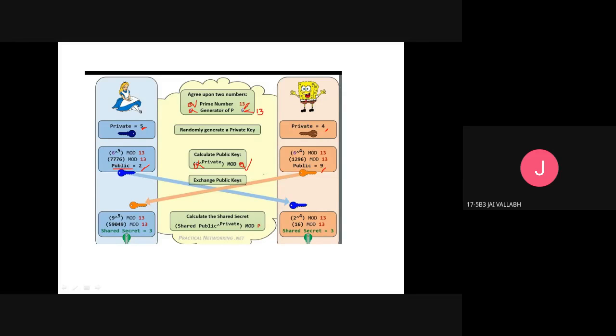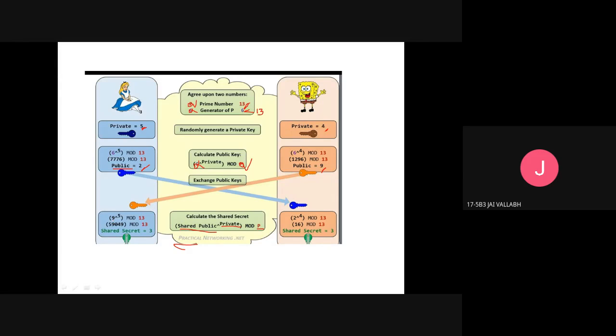Now these public keys will be used by Alice and Bob for calculating the shared secret key, which will not be shared over the network. But they'll have the shared secret key, which will be known to them, and those keys must be the same. For calculating, they'll be using the shared public key to the power of the private key known to them, that is their private key, mod P, where P is the selected prime number.